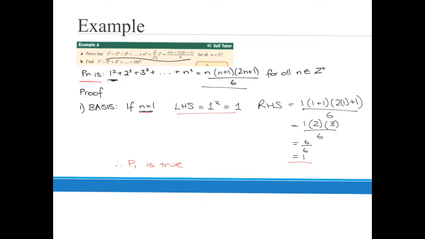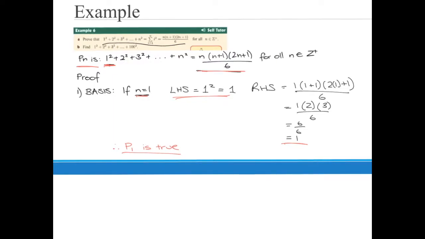So if n is equal to 1, we're looking at the first term here. We've got 1 squared is equal to 1, and if you sub into the right-hand side, you get 1 as well. So we can say that P1 is true. Now that's the first step that you need to do. Now we get onto our second step, which I like to call the induction step. So I'm just going to do it down here.